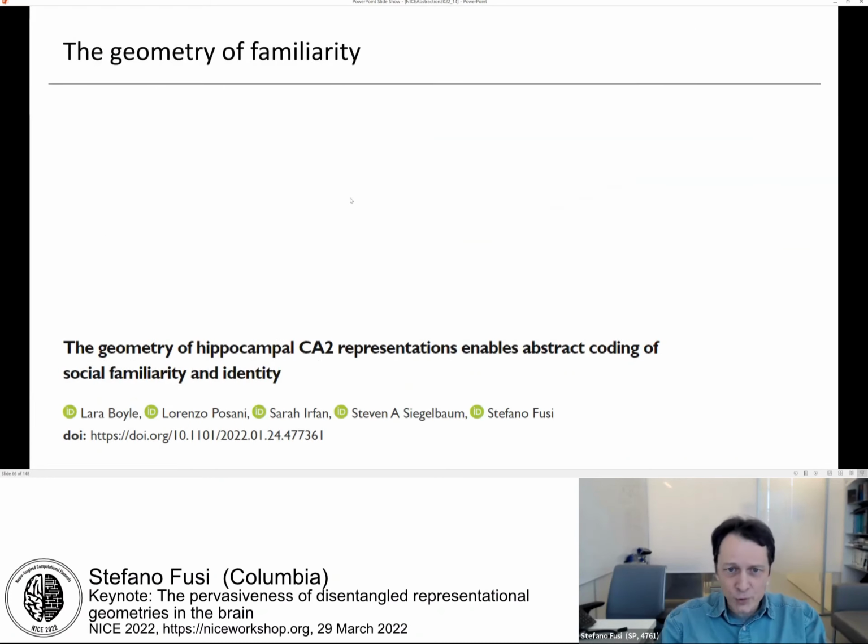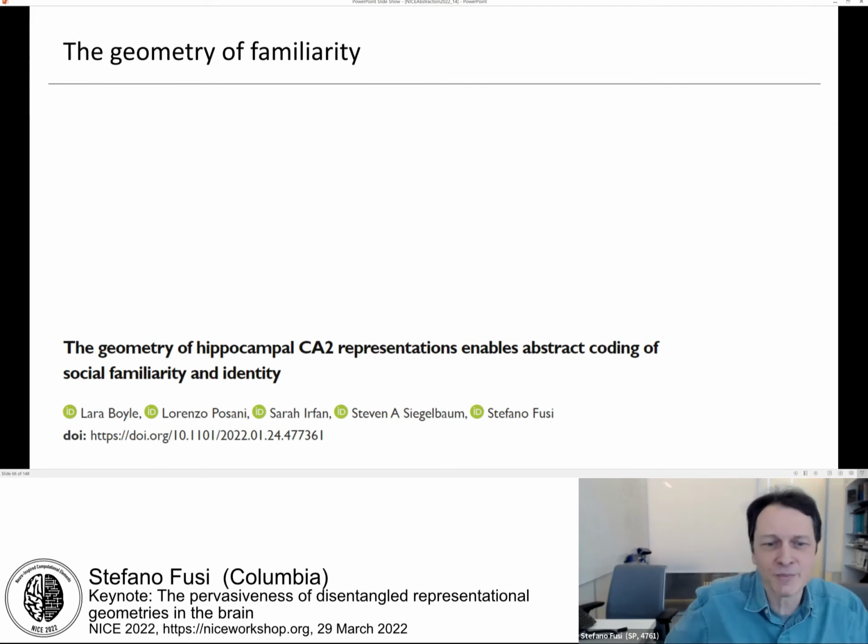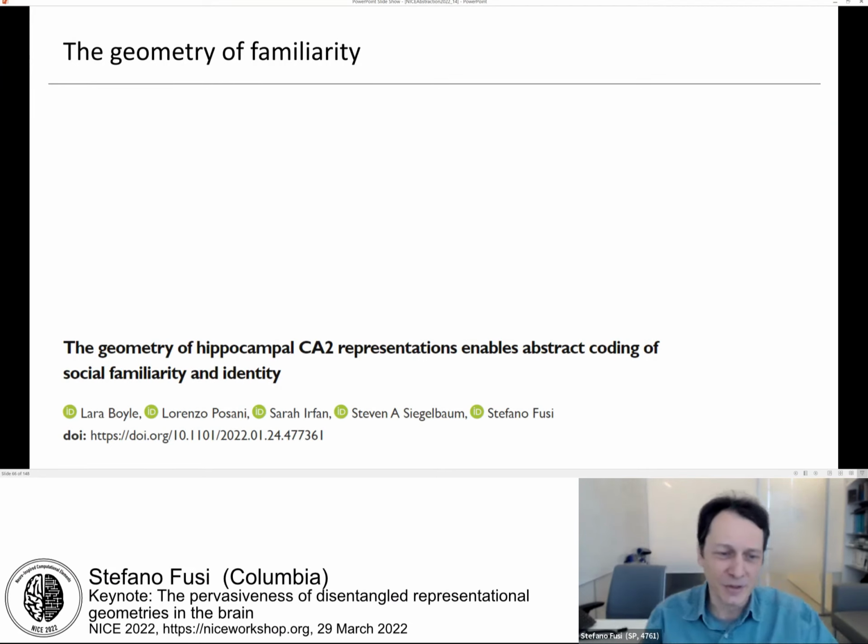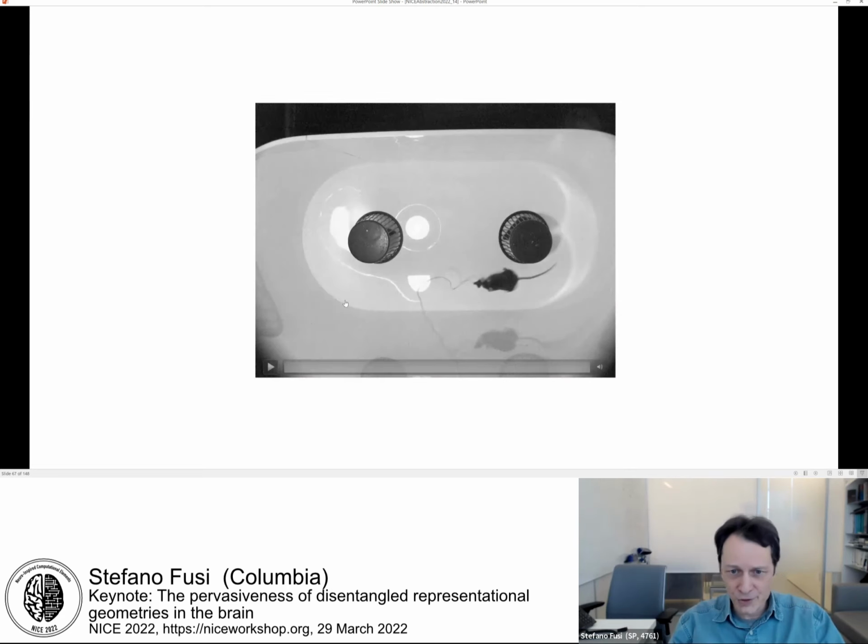Okay, so now let me switch to a different type of concepts, and I want to focus now on familiarity, which is one of the most abstract concepts that you can imagine. It's something that you can apply to any kind of item that you see for the very first time, and you can right away say, I've seen this, or I haven't seen it. So this is work that I've done in collaboration with Steve Siegelbaum's lab, and in particular, Lara Boyle and Lorenzo Posani did all the experiments and the analysis. And it's a really beautiful series of experiments.